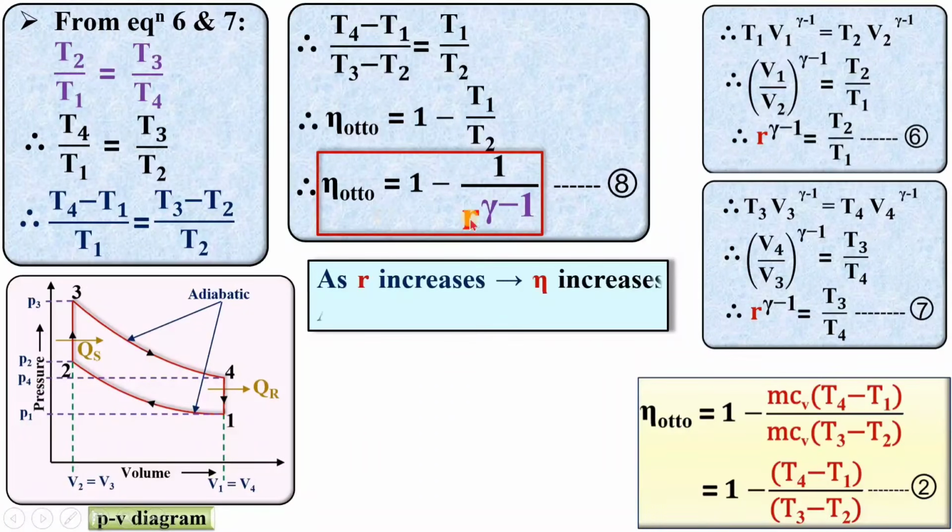Now the conclusion. Here you can understand as compression ratio increases, this term will be decreased, and so the final efficiency will be increased. So efficiency of Otto cycle is directly proportional to r. That means if you increase r, efficiency increases. If you decrease r, efficiency decreases.